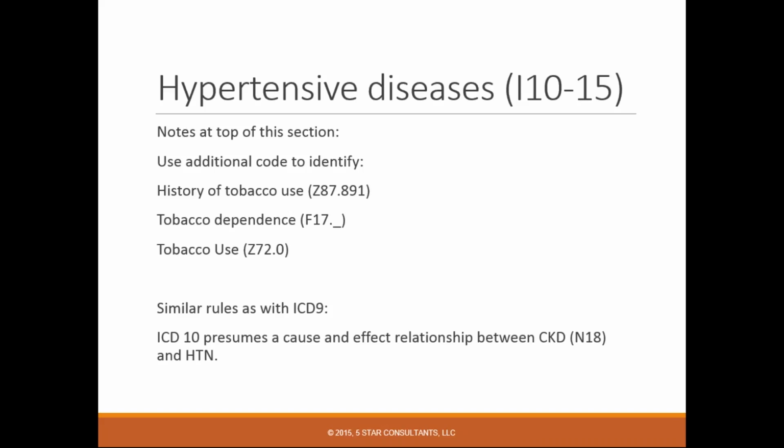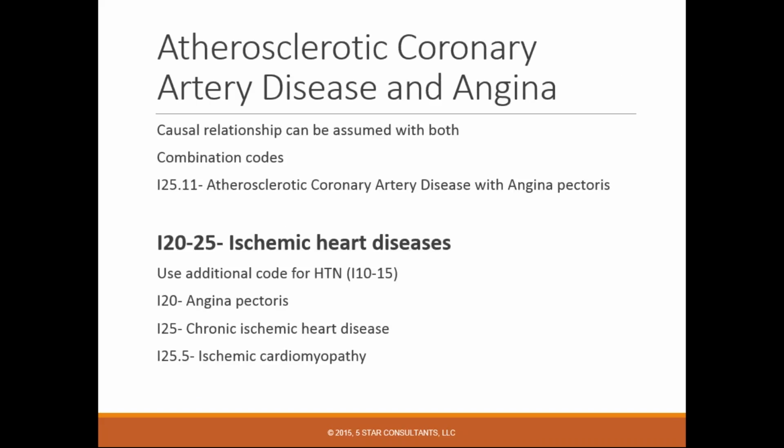Hypertension and CKD, chronic kidney disease, stayed the same. There is a presumed cause and effect relationship. So if you have both diagnoses written, you will code the hypertension and CKD. And that's kidney diseases are N, so CKD is N18. And then, of course, it gets more specific per stage.